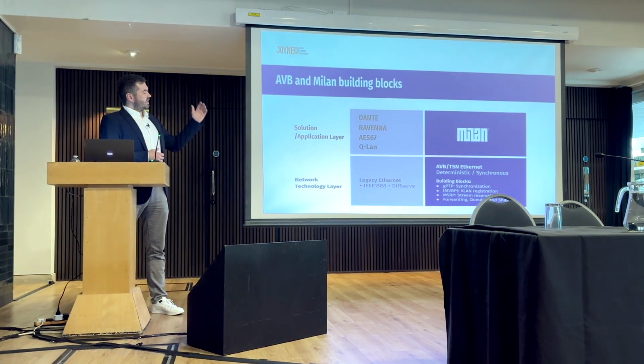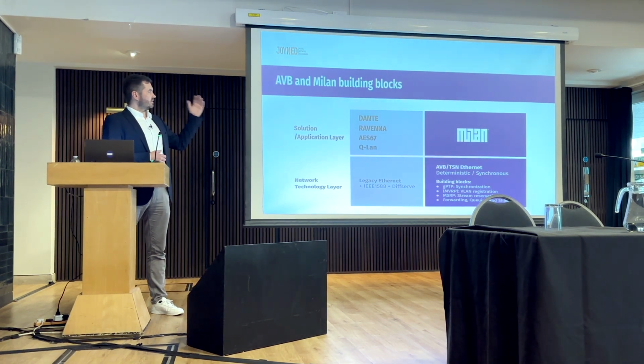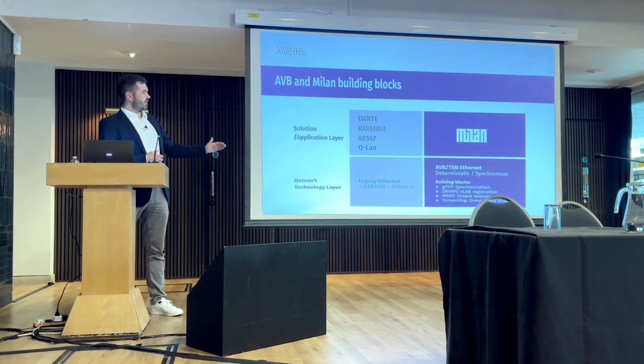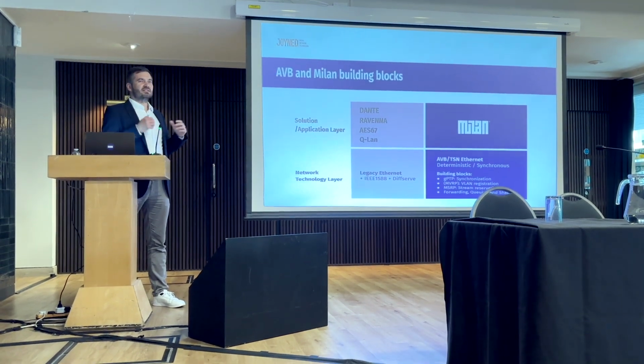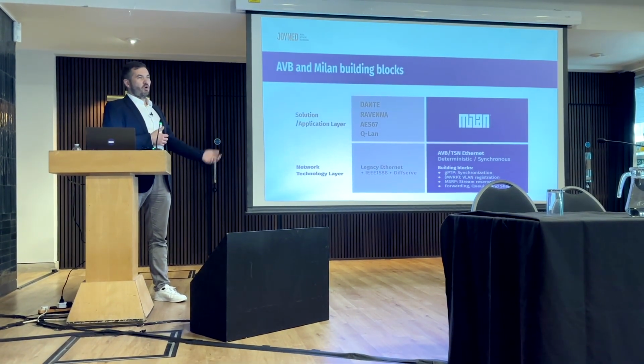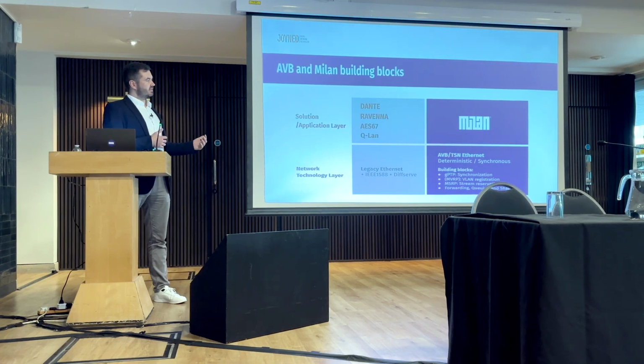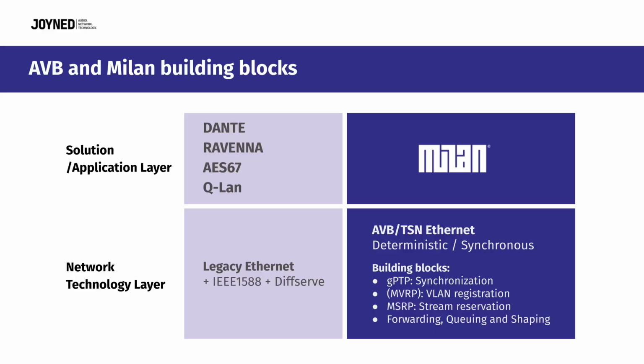And solutions like Dante, Ravenna, AES67, QLAN, that's basically building upon what we call legacy Ethernet. So it's an older version of these IEEE standards, and that does not yet, maybe it will also in the future, but it does not yet leverage these new features of Ethernet to be deterministic. And that's what Milan fully leverages.